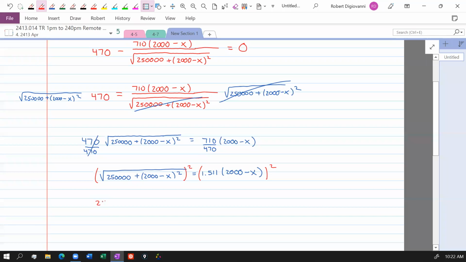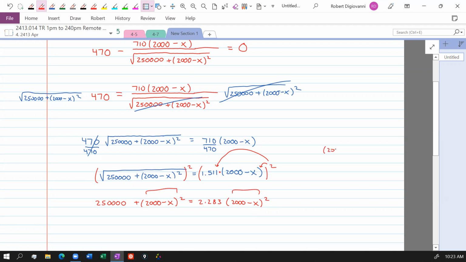So the left side now becomes this. Okay, and the right side, now what I'm going to do, because there's multiplication here, I'm going to square the 1.511, and then I'm going to square this thing. So I'm going to take the 1.511 and square it on my calculator. I get 2.283. And then I'm going to have the 2000 minus X. That thing's got to be squared as well. Okay. What can I do next? There's a lot of things algebraically I can do. Let me go ahead and square this, and I'm going to square this.